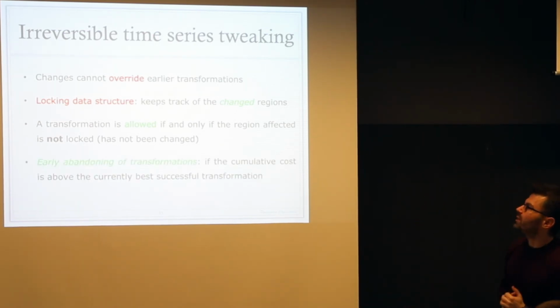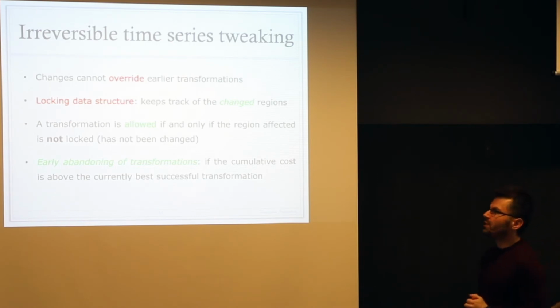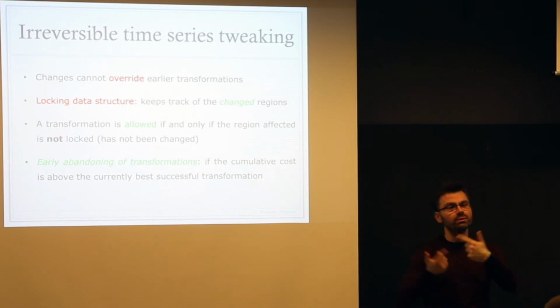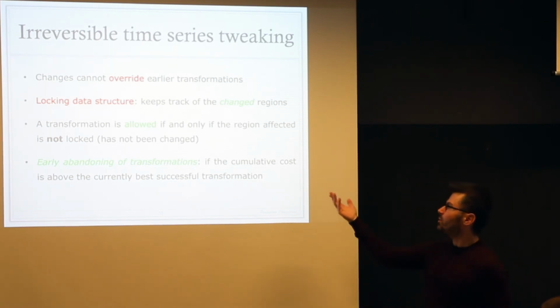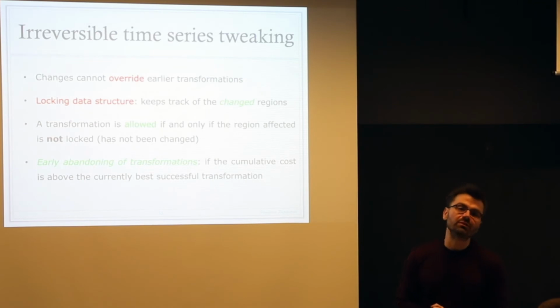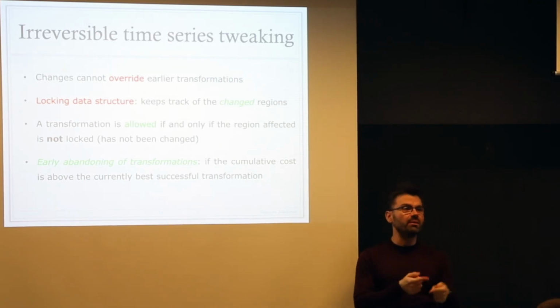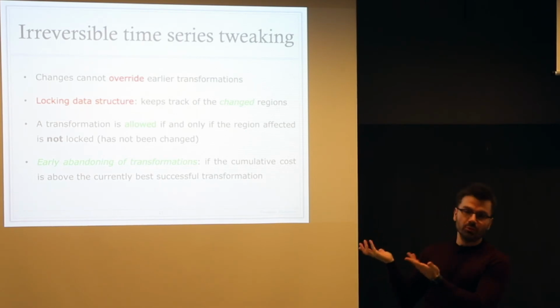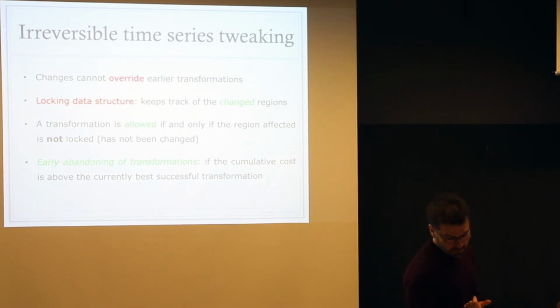The good thing about this is that it also allows early abandoning of the transformation. The Euclidean cost will always keep increasing. So if the cumulative cost while you're computing a path is above the best successful transformation you have so far, you abandon examining this path. So this is the most naive way of doing it.